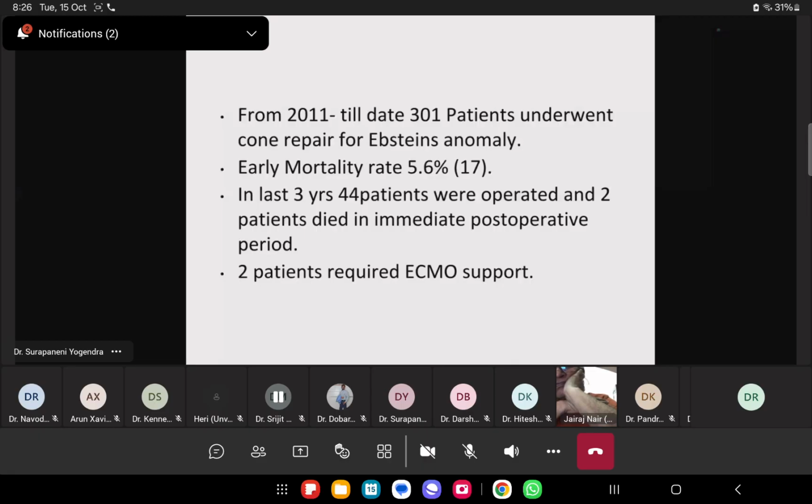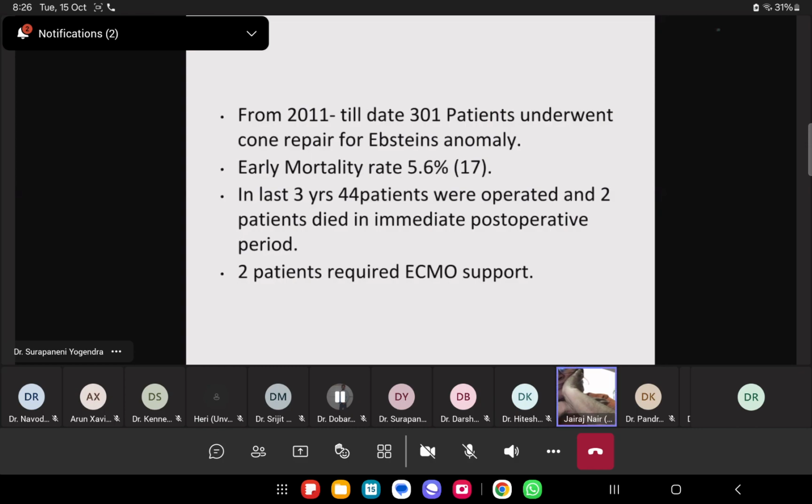So you must know what the indications for tricuspid valve replacement are, as well as the technical details. So how is it different from a normal tricuspid valve implantation? Okay, sir.